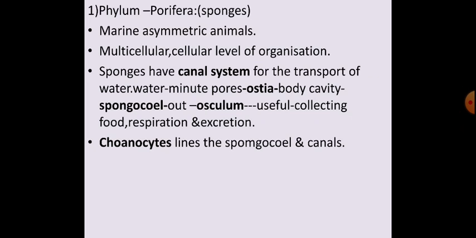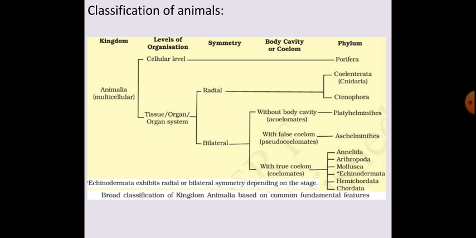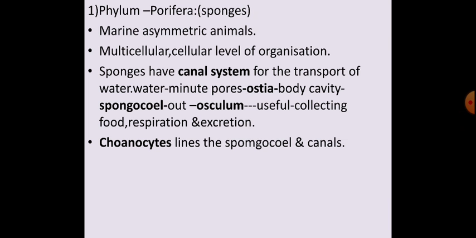Today we'll be learning about the next part of the fourth chapter, that is different phyla. Last class we studied the classification of animals and found that under kingdom Animalia there are about 11 different phyla. So in this class we'll be studying the characteristic features of these phyla.